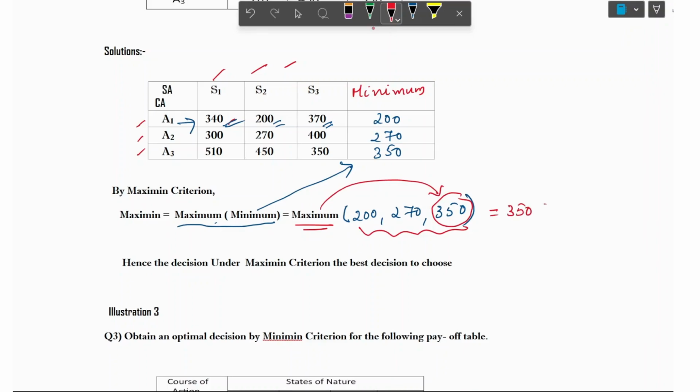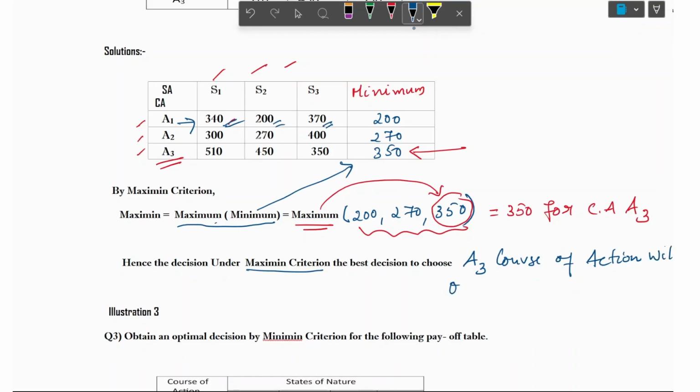I'm writing 350. For which course of action? Just check it. See here, where is the maximum coming? That is 350. Which course of action? That is A3. Therefore, you can write here course of action A3. Hence the decision under Maximin criteria: the best decision is to choose which action? The A3 course of action. The same statement you can write for all the criteria: the action with the optimum value is 350. Therefore, your answer is finished.